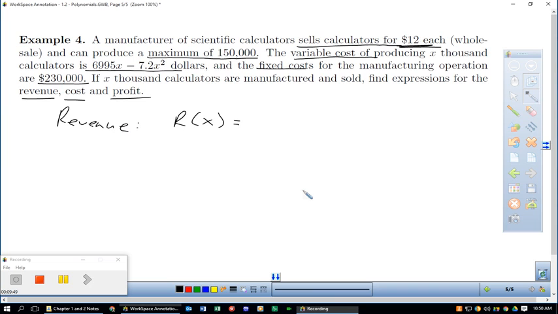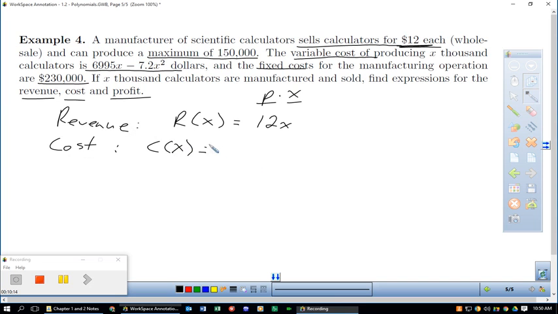Okay, now an important fact is that revenue is always the cost, the amount that you're selling it for, times x. Often you see this written as p times x, the price times the number that are sold. So the revenue in this case is 12 times x. We don't know how many are sold, so just x. All right, cost, that's going to be C of x.